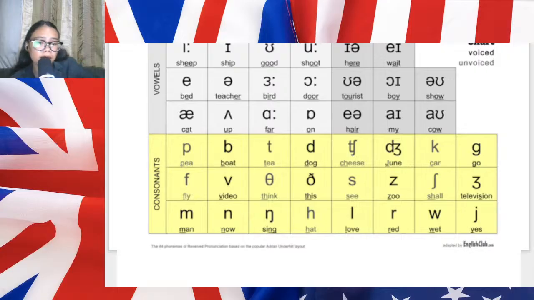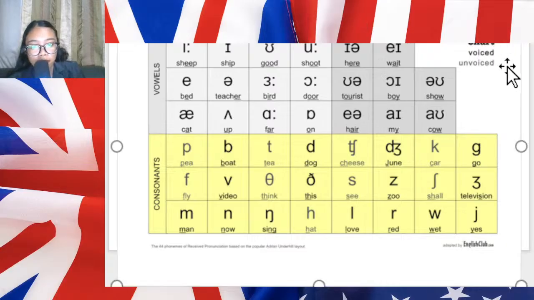So this is the IPA chart that will be our constant reference as we continue our journey into English sounds. We'll be looking at specific symbols and of course practicing how to produce them in our upcoming sessions. Again, that's the IPA chart.